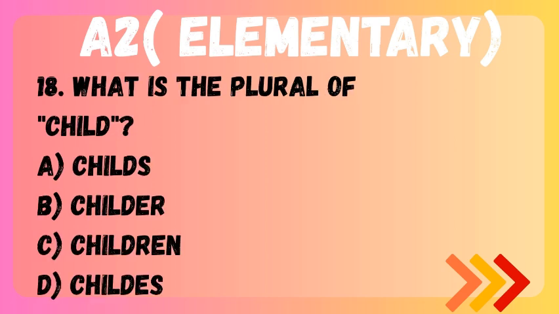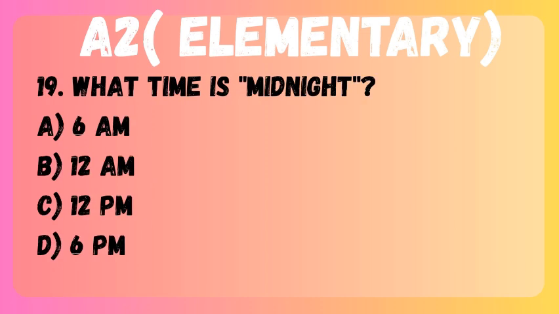18. What is the plural of child? A. Childs. B. Childer. C. Children. D. Childs. 5, 4, 3, 2, 1. 19. What time is midnight? A. 6 a.m. B. 12 a.m. C. 12 p.m. D. 6 p.m. 5, 4, 3, 2, 1.